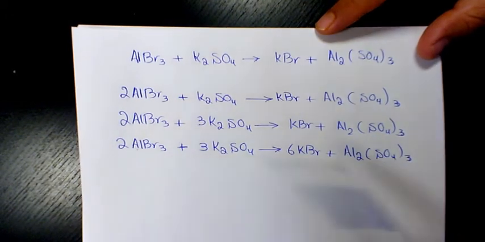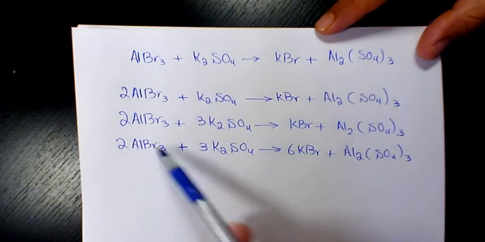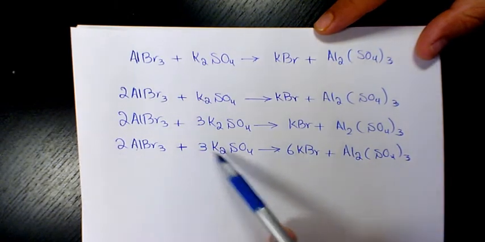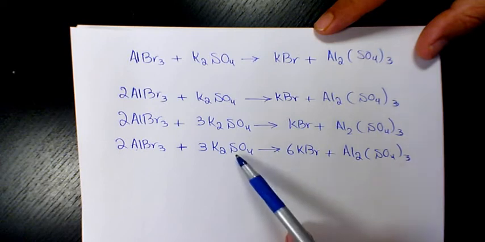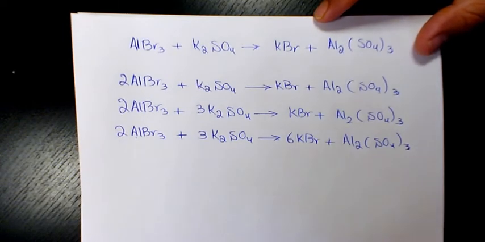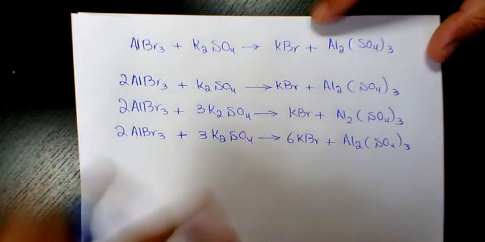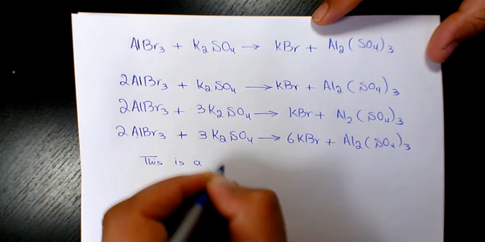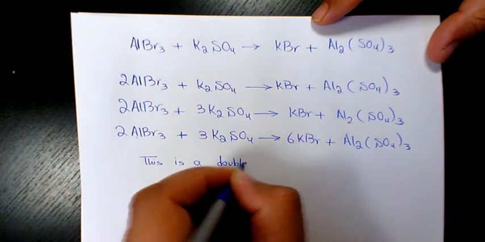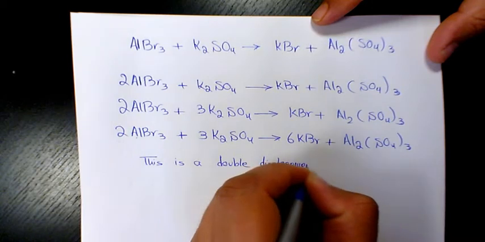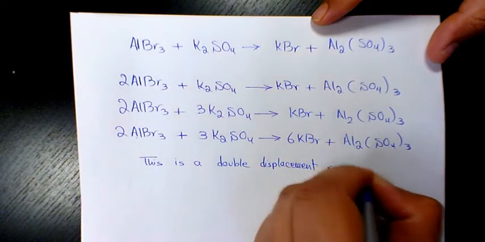Al, we have 2 and 2, that's good. Br, 6, 2 times 3, 6, and here we have 6. K, 3 times 2, 6, 6 in here. SO4, we have 3, and we have 3 in here. So now it is balanced. This kind of reaction is called double displacement. This is a double displacement reaction.